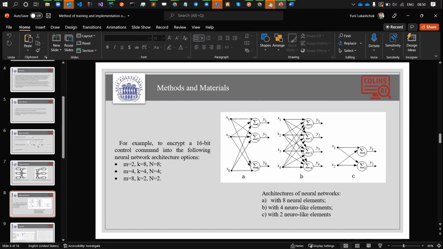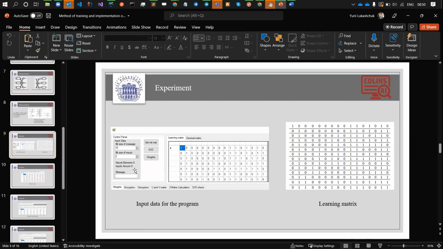Now let's move to the experiment section. Here I want to show how our program looks and how it works. For our test, we used an architecture where the bit size of the message is 16 and the bit size of input is 2. These are the inputs that the user enters. So the number of neural elements is 8 and the input amount is also 8. It's calculated according to what the user enters.